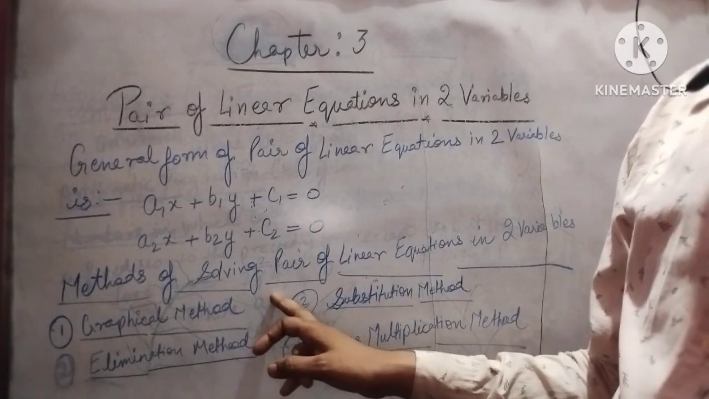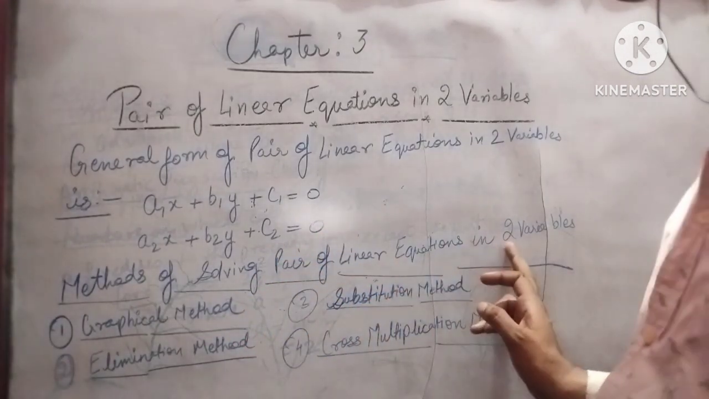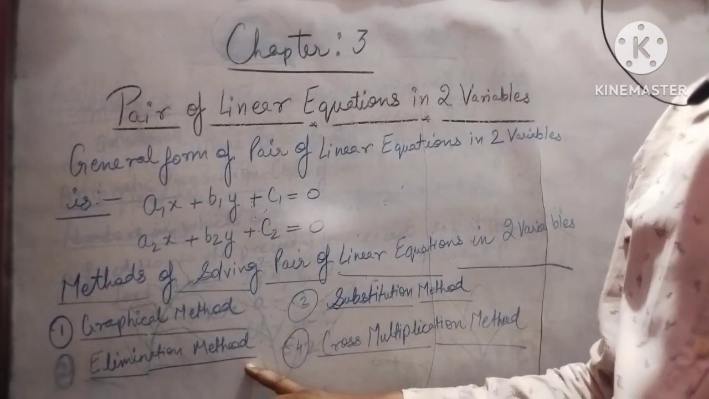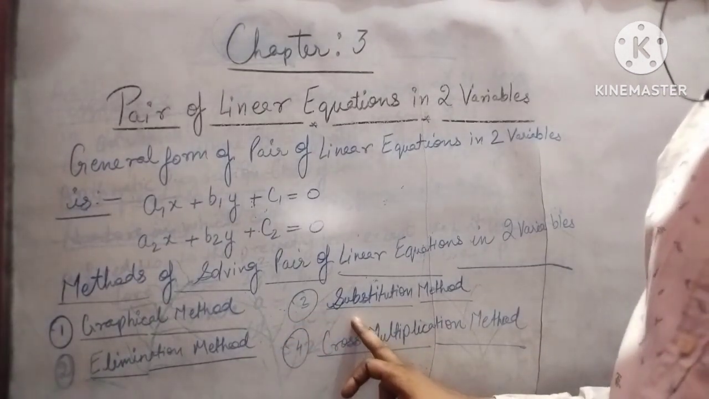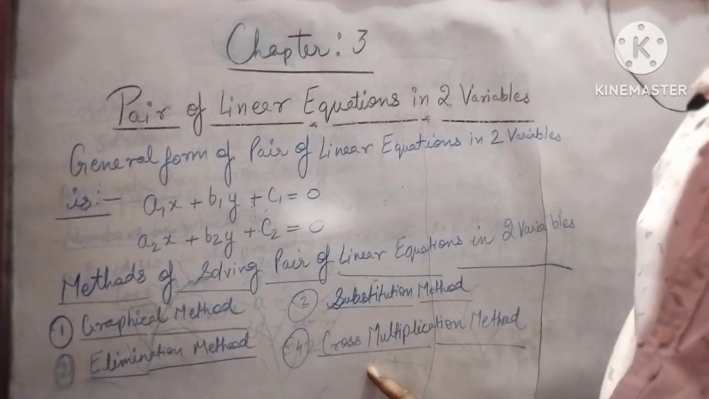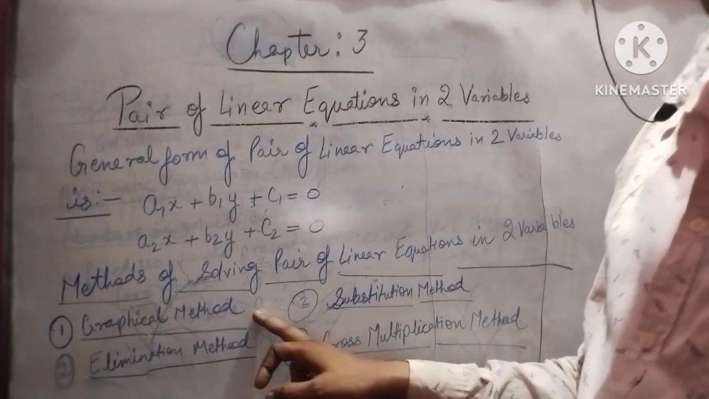Now, there are methods of solving the pair of linear equations in two variables. So, first method is the graphical method, second is elimination method, third is substitution method, and fourth is cross multiplication method. Now, here, first of all, we are going to discuss about graphical method.